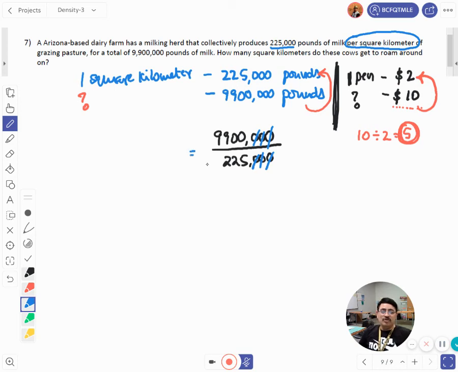9,900 divided by 225, using my calculator, gives 44. So the answer is 44. What does 44 mean? The question is how many square kilometers. Therefore, 44 square kilometers is the area these cows get to roam around so that they can make this much milk.